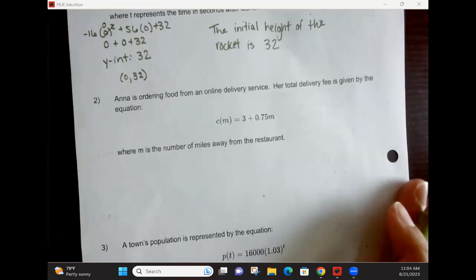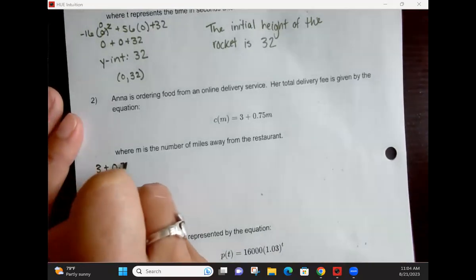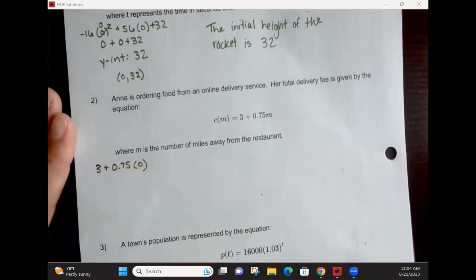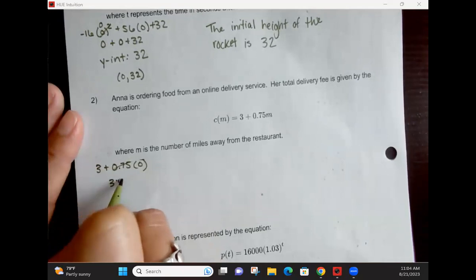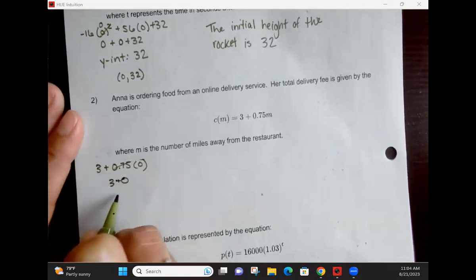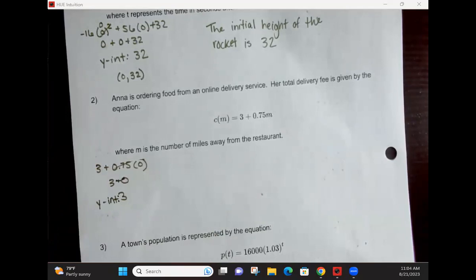So let's find our y-intercept. We're going to plug in 0 for our variable. 3 plus 0.75 times 0. Okay, this is the easy part of this problem. This guy is just 0. 3 plus 0 is just 3. So we know our y-intercept is 3. But what does it mean? What do we think this means?